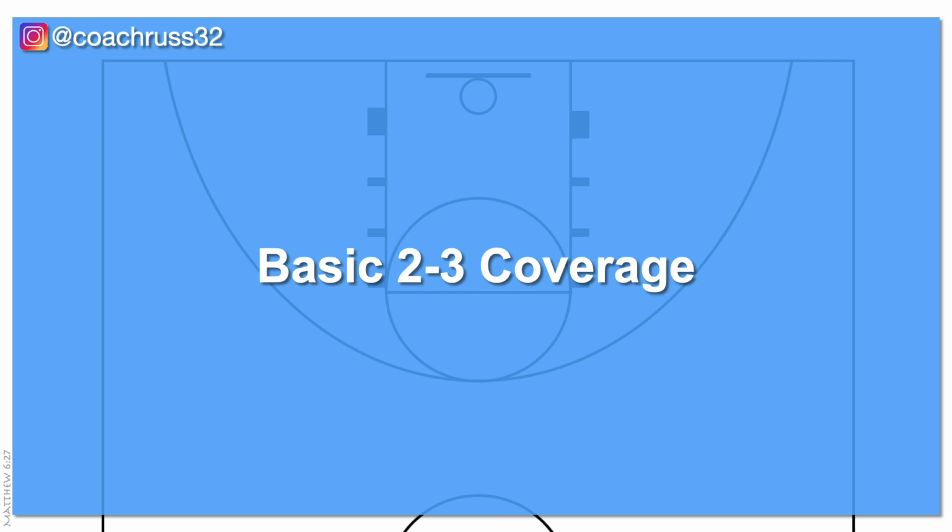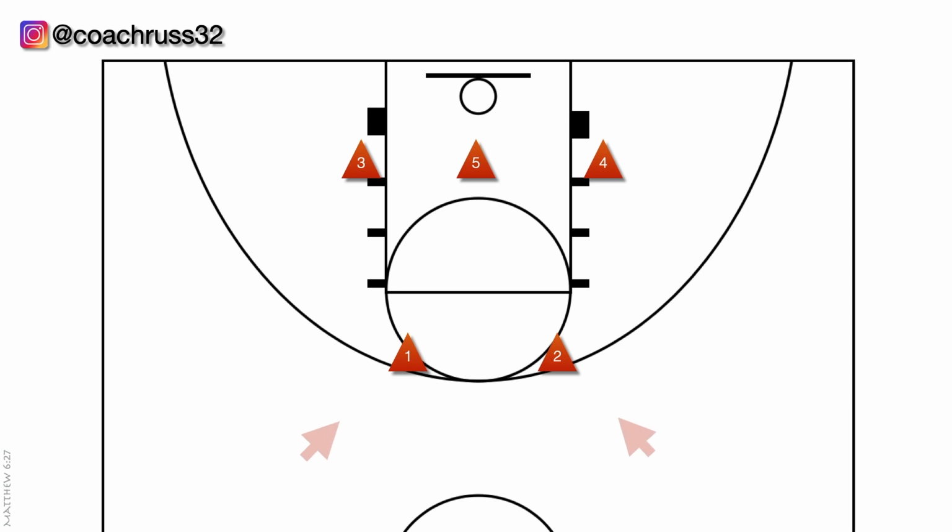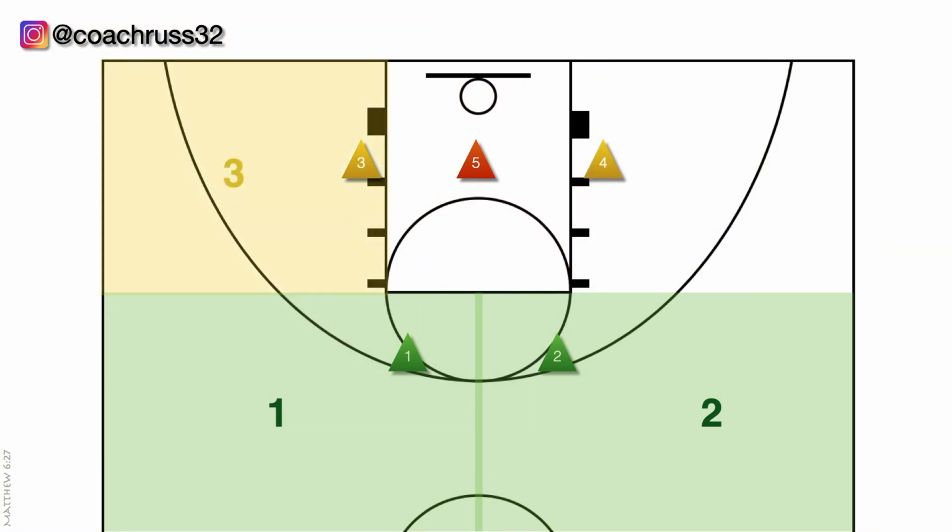First, let's go over the basic 2-3 zone coverage areas. In a 2-3 zone, the defense is set up with 2 defenders up top and 3 defenders down low. I'm going to change the colors here to illustrate the coverage areas. The 2 top defenders are responsible for this area of the court. These 2 bottom defenders are responsible for this area of the court. And this middle defender is responsible for defending this area in the 2-3 zone. It's these coverage areas, specifically these 2 bottom defenders, that we're looking to take advantage of with these plays.